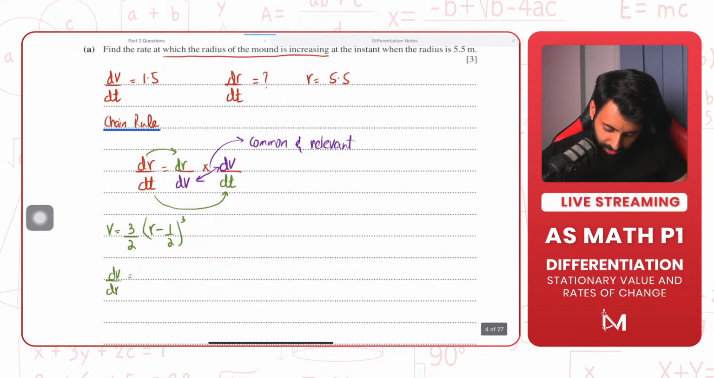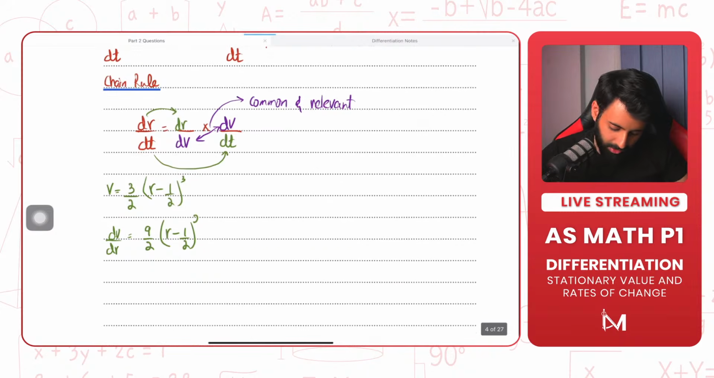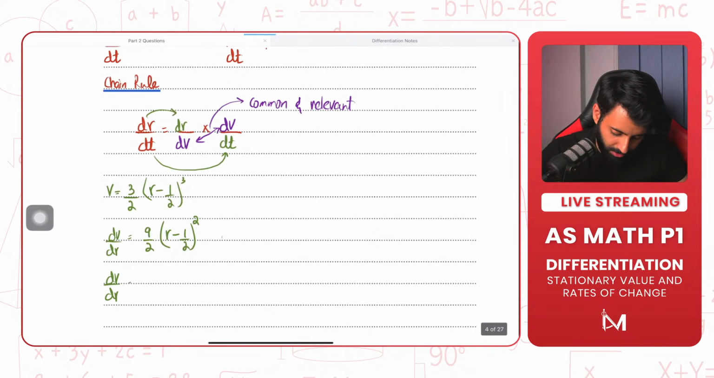dv upon dr, 3 into 3 is 9. 9 upon 2 into r minus 1 upon 2, the whole thing square. Okay, is the answer 1 upon 75? I don't know. Let's find out. The whole thing square. Now we need to find out a value of dv upon dr, and for which we're going to plug in the value of r, which I believe was 5.5.